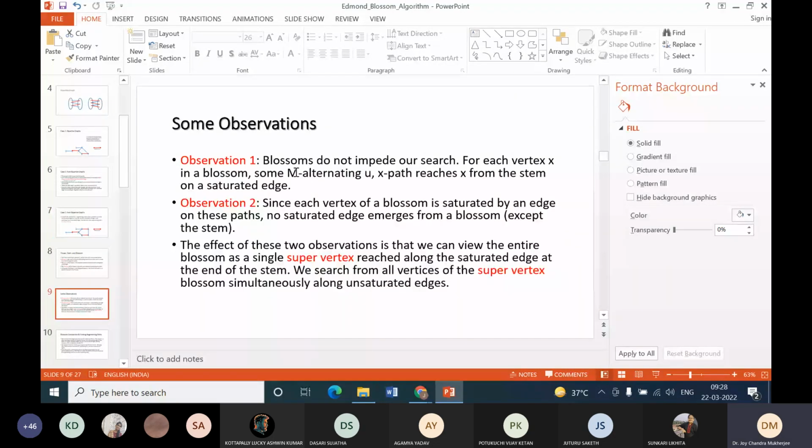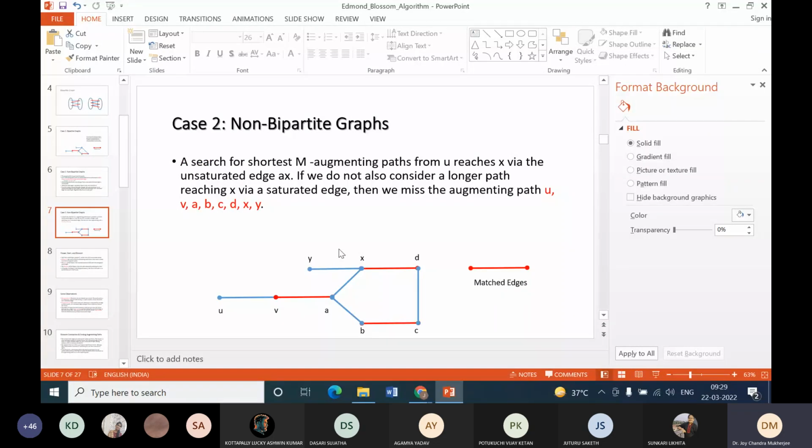Blossoms do not impede our search. For each vertex X in a blossom, some M alternating UX path reaches X from the stem on a saturated edge. The second observation is, since each vertex of a blossom is saturated by an edge on this path, no saturated edge emerges from the blossom except the stem. The first observation was that every vertex in the odd cycle has a saturated edge associated with it.